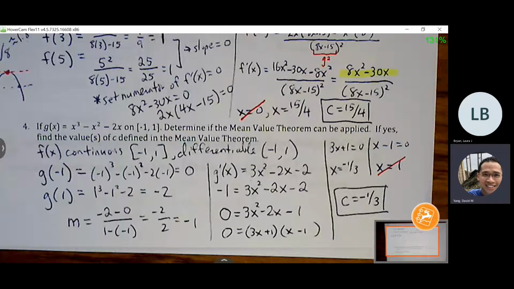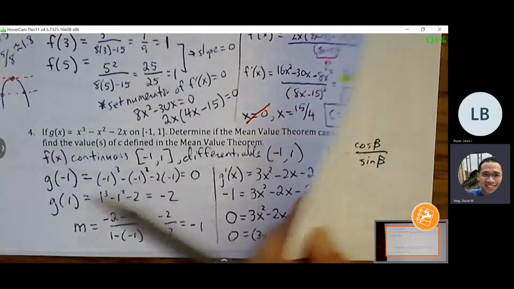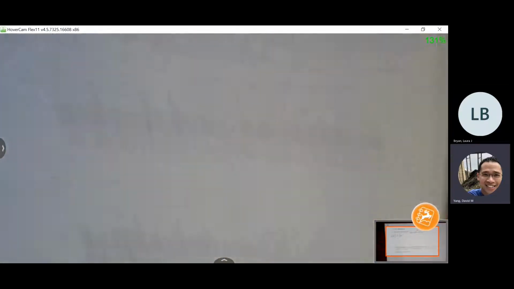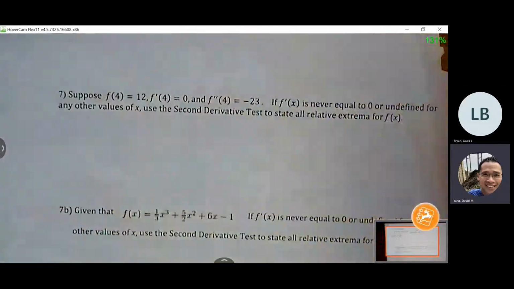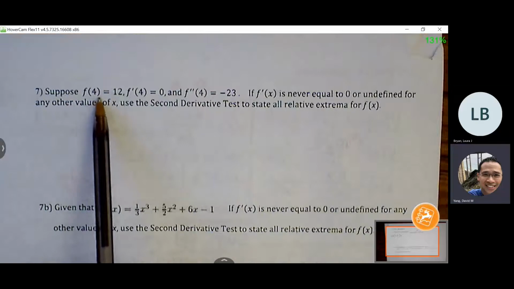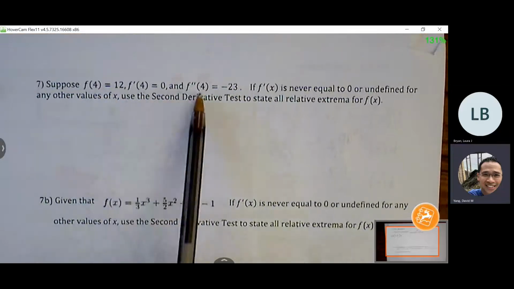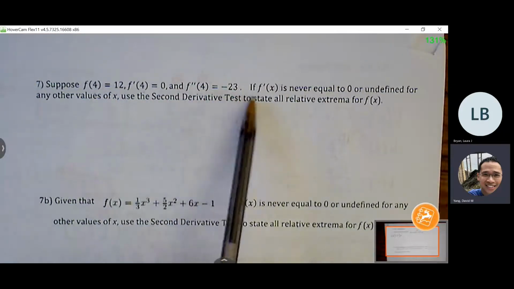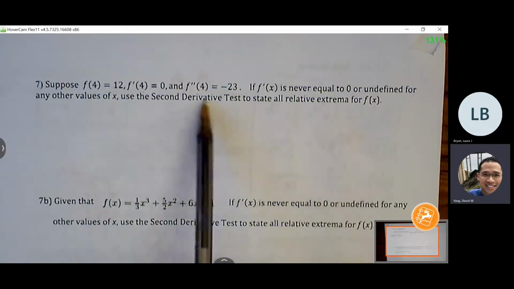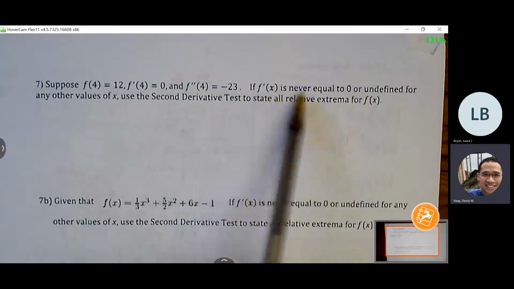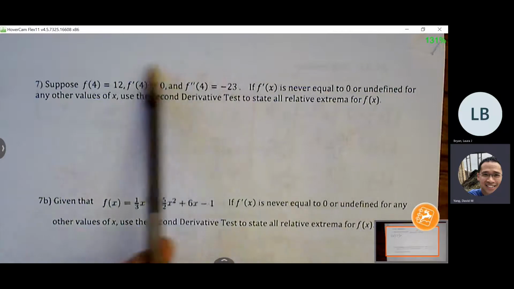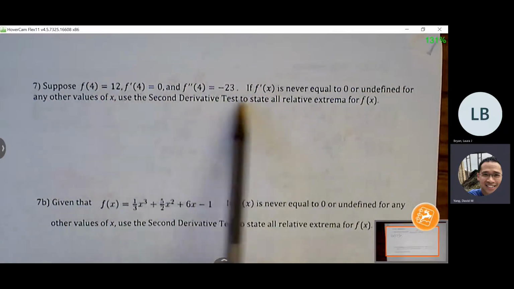Okay, back page. All right, suppose f of 4 equals 12, f prime of 4 equals 0, f double prime of 4 equals -23. Use the second derivative test to state relative extrema. So we're basically going to go through the second derivative test to determine what can we say about a relative max or relative min. Is this enough to make a conclusion about relative max, relative min?